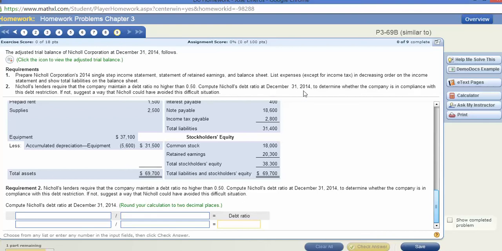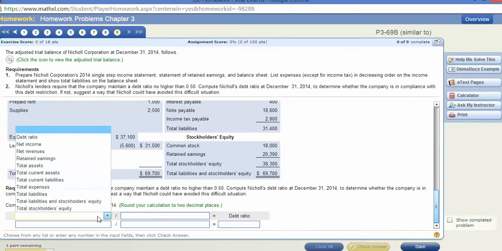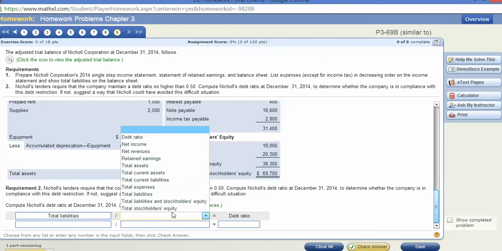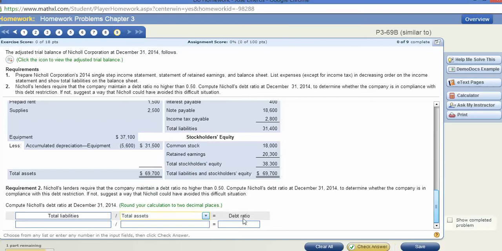It says compute the debt ratio as of December 31st, 2014 to determine whether the company is in compliance with the debt restriction. If not, suggest a way that Nickel could have avoided this situation. Well, first of all, let's establish the formula. The formula is total liabilities. Notice it's not total liabilities and stockholders' equity. It's total liabilities divided by total assets. Not total current assets, total assets. And that's what debt ratio is.